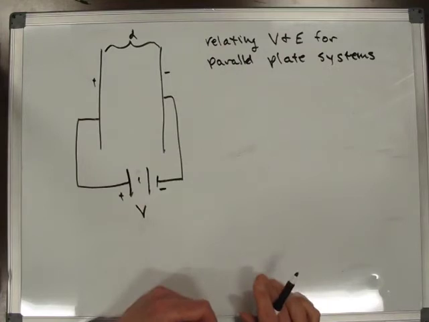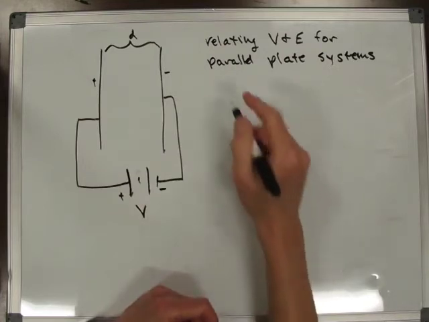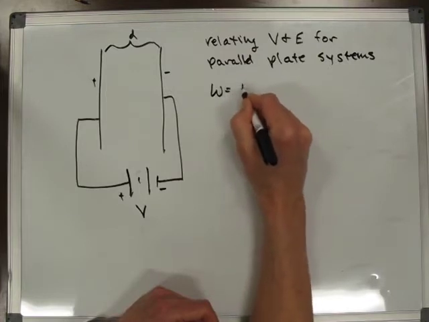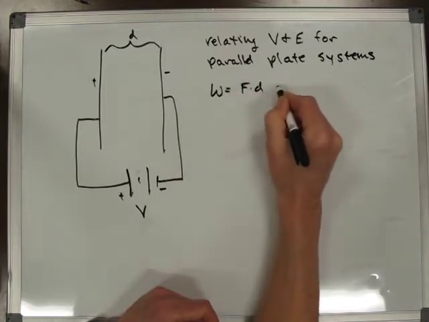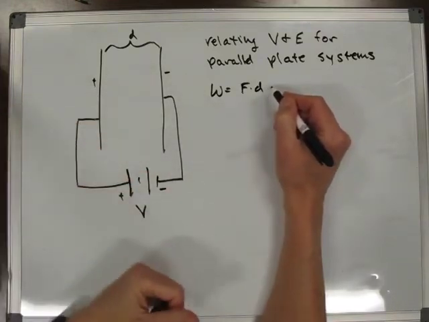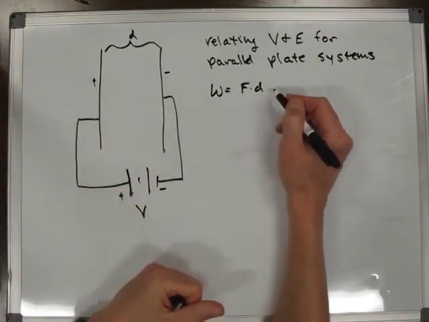And so you might remember that the definition of work is equal to force times distance. We usually have a cosine theta here, but for now we'll assume that the force is in the direction of motion just to keep things simple, right?